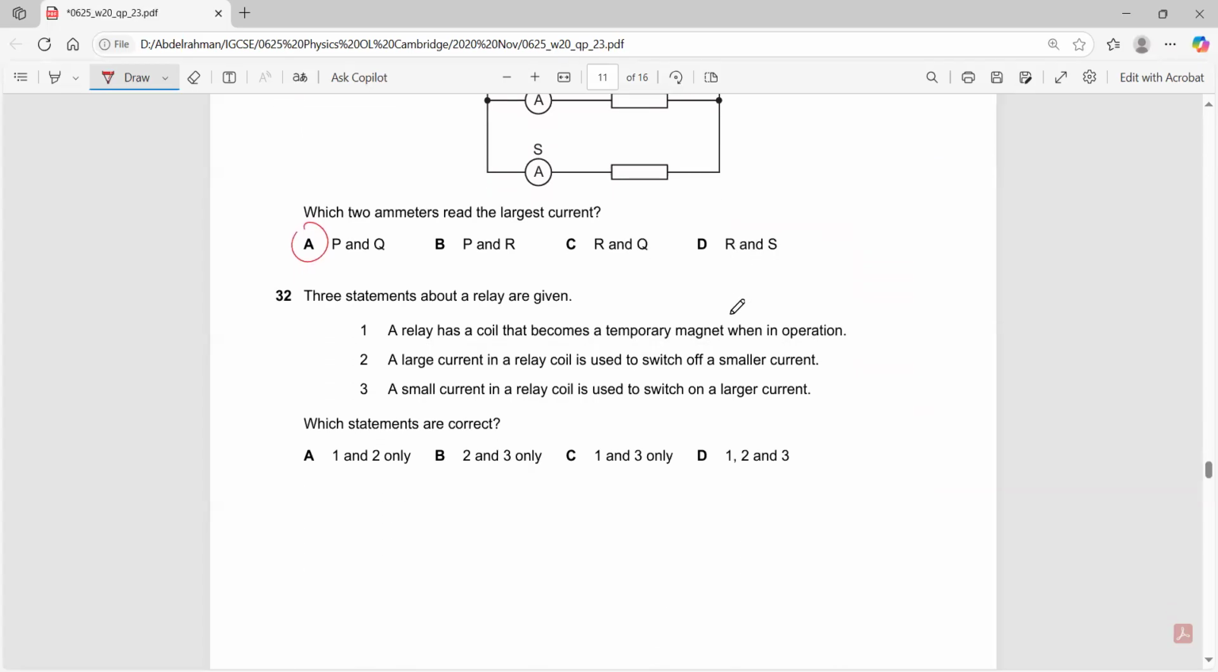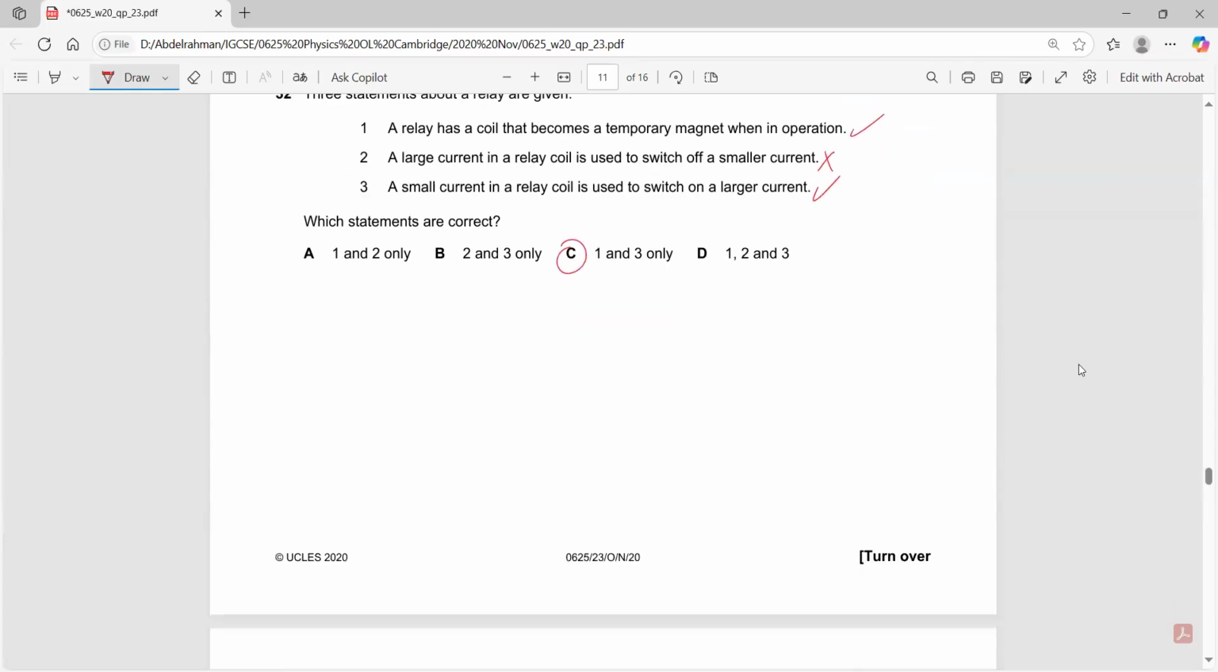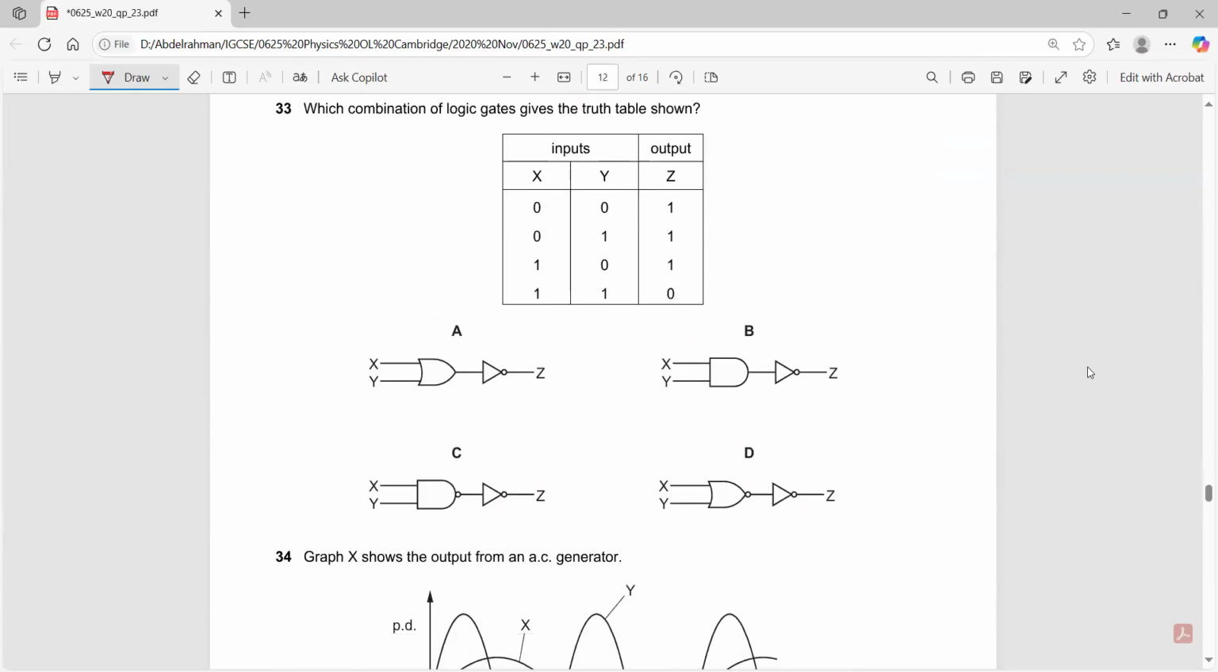3 statements about a relay are given. Which statements are correct? A relay has a coil that becomes a temporary magnet when in operation. Okay, this seems correct. A large current in a relay is used to switch off a... No, it's actually the other way around. A small current is used to switch on a large current. Yes, so only 1 and 3 are correct. 33 is cancelled.